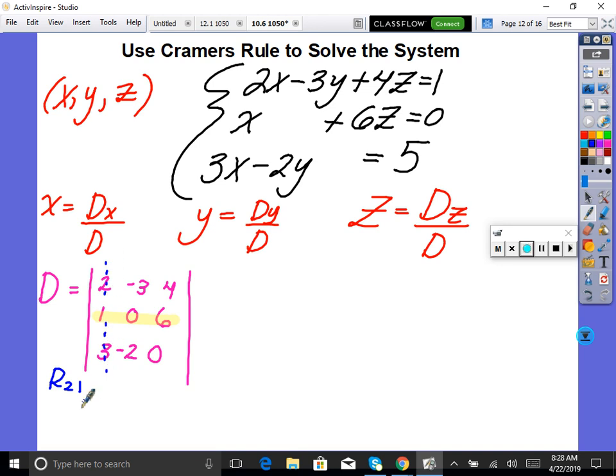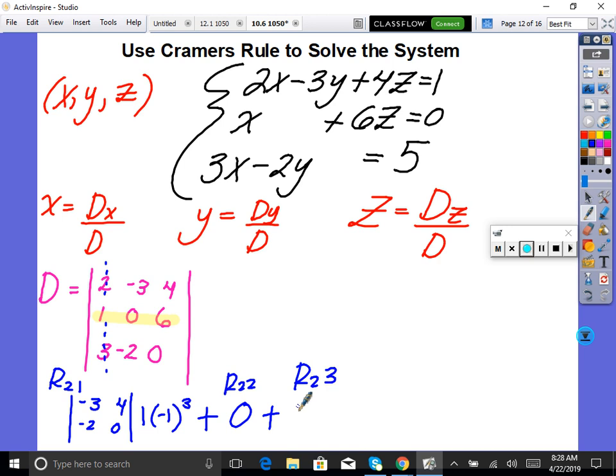So then we would have -3, 4, -2, 0, times 1, times -1 to the 3. Then plus, now we're deleting row 2, column 2, so plus 0, plus row 2, column 3. So now picture yourself crossing out that one, not crossing out this dotted line. This dotted line's gone. So then we have 2, -3, 3, -2, times 6, times -1 to the 5th. Oh, yay. Let's calculate that bad boy.